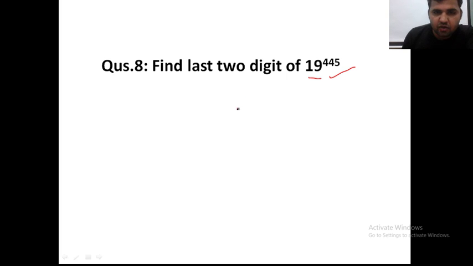Let's do it. So our first job is to find out 19 raised to power 445. First, try to make it 1. So we know that 19 square is 361, so I can write it down as 19 power 2.